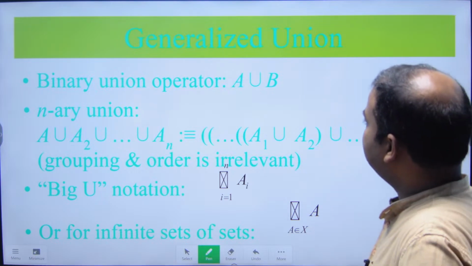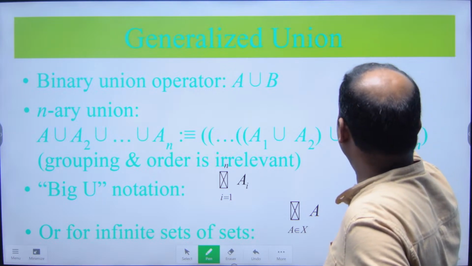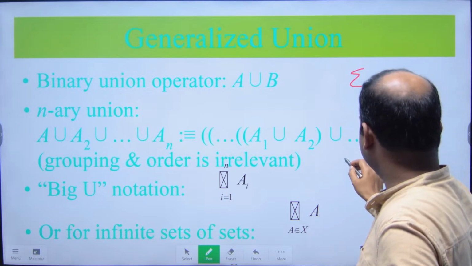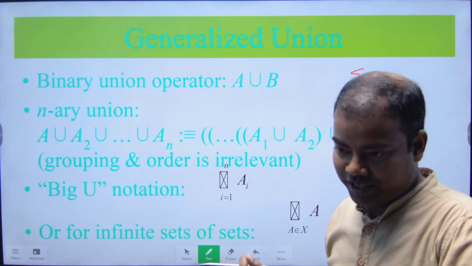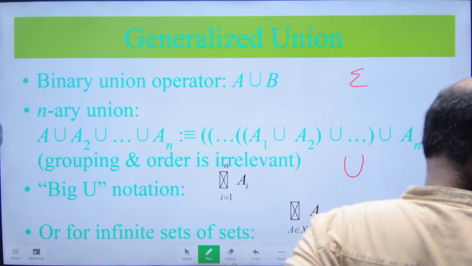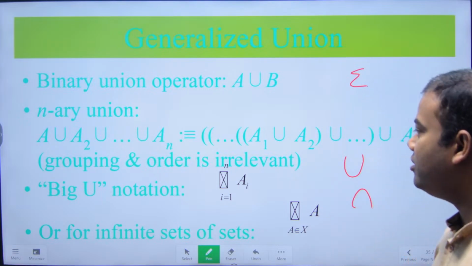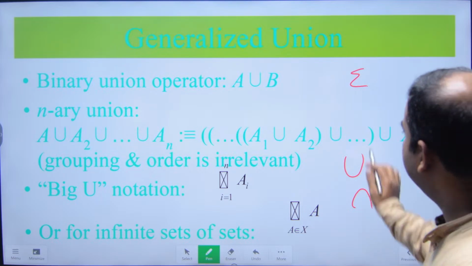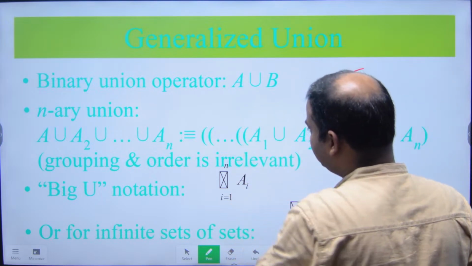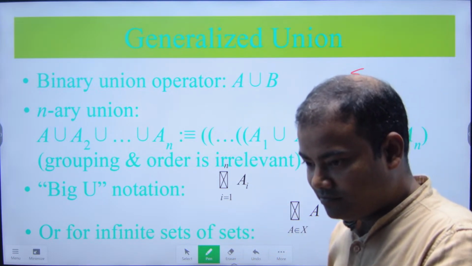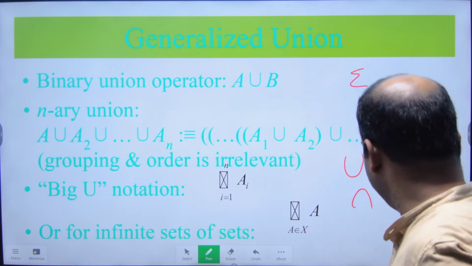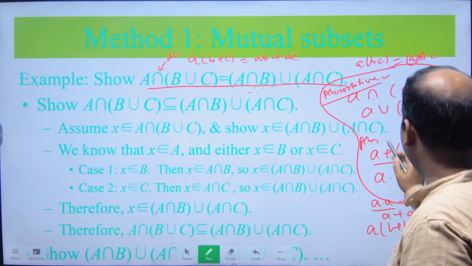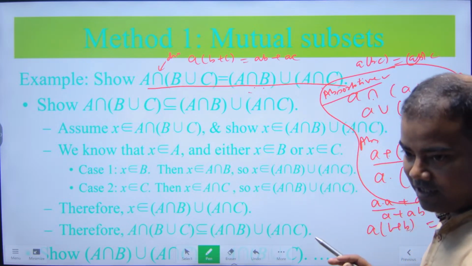Like addition, we are writing sigma of something. Similarly here also we use big union notation for an array union, and similarly big intersection notation for an array intersection. Same like addition and multiplication. Why am I telling union as addition and intersection as multiplication? Yes, you understood this logic. Here also plus is union and dot is intersection. So that's why both will be similar thing.